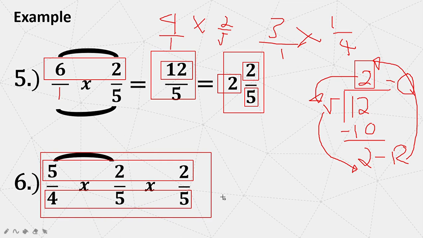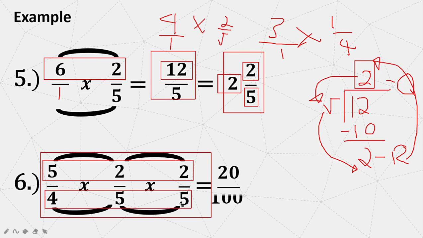And 10 times 2, example, will give us 20. For the denominator here, we have 4 times 5 will give us 20. And 20 times 5 will give us 100. Now, we have 20 and 100. So, this is a proper fraction.